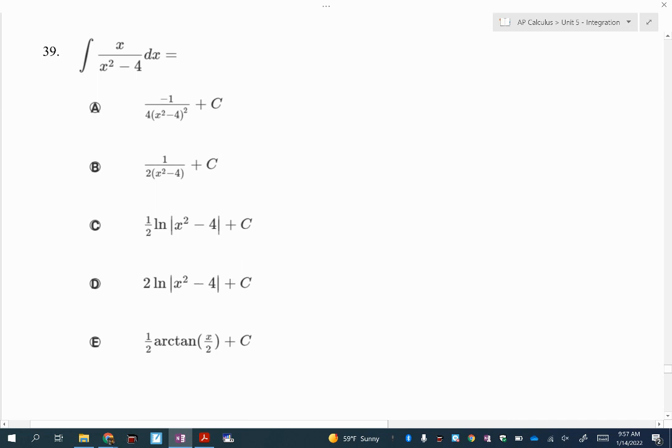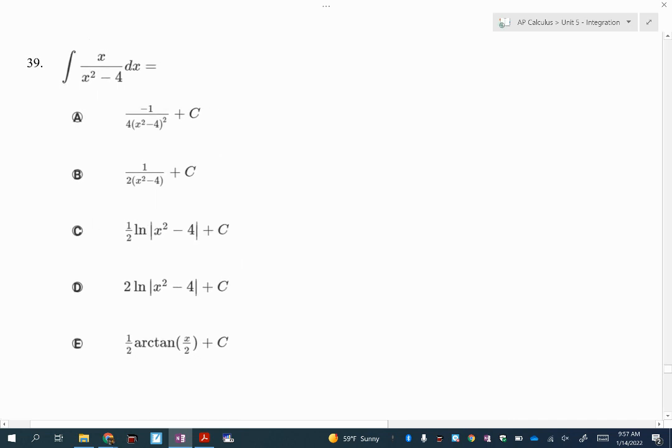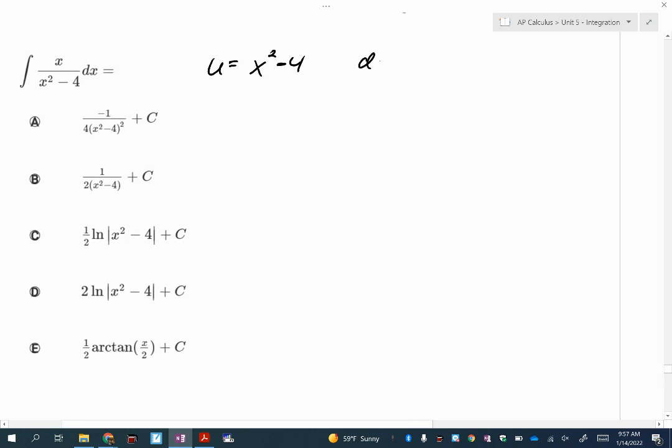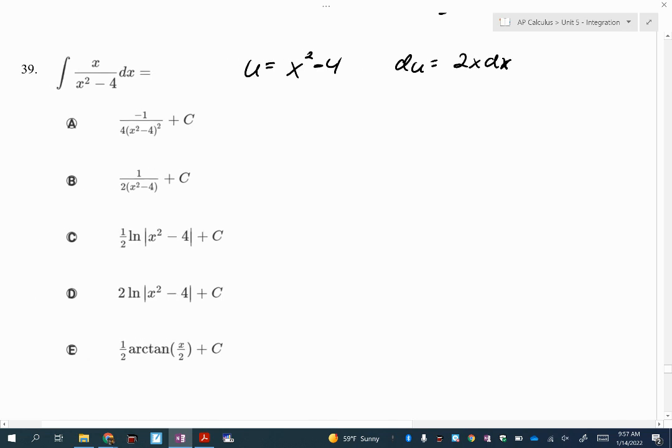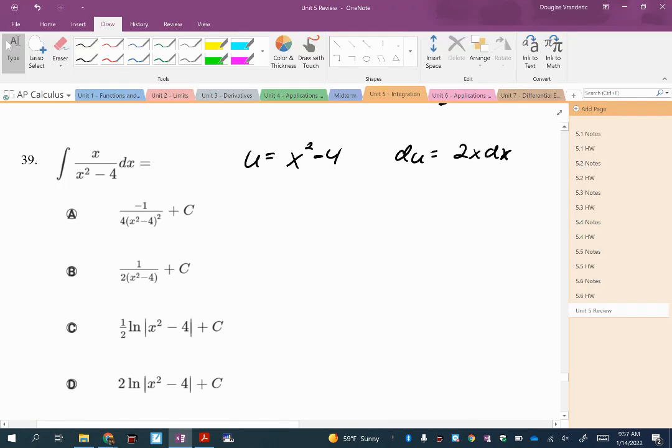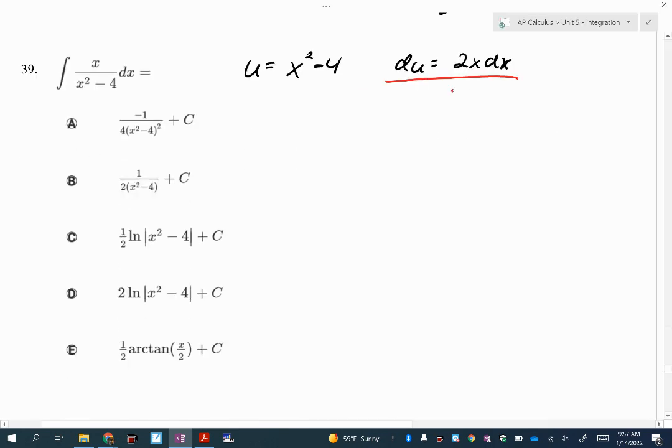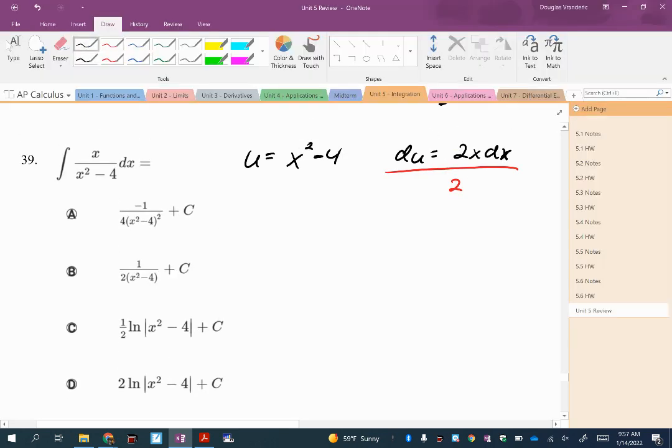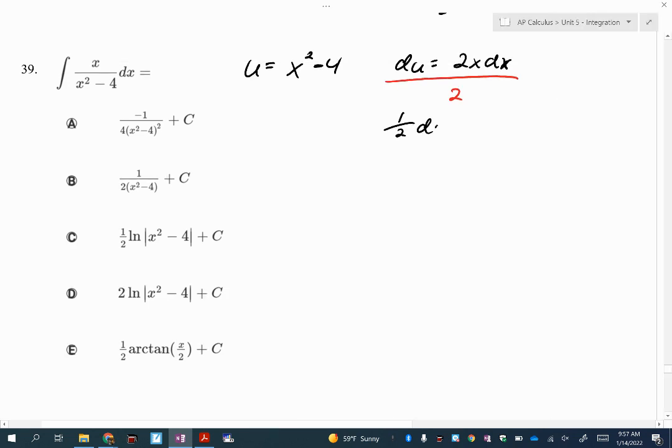Another u substitution here, but something interesting is going to happen at the end. So u equals x squared minus 4. So du is going to be 2x dx. Now you'll notice I don't have 2x dx, I just have x dx. So I got to get that 2 out of the way by dividing everything by 2. This is now, I think, the third or fourth time we've done this. So our 1/2 du is the same as x dx.